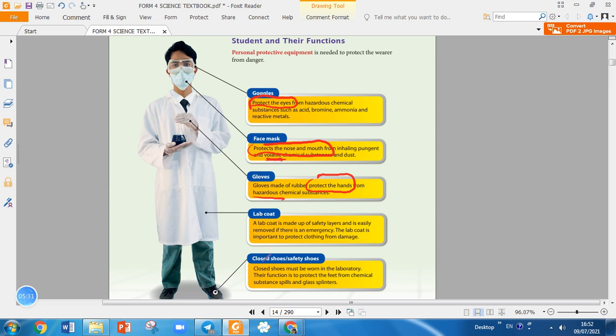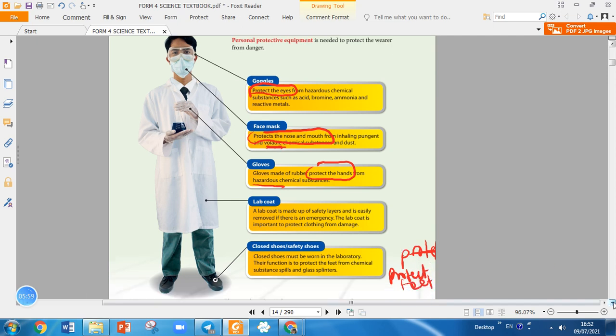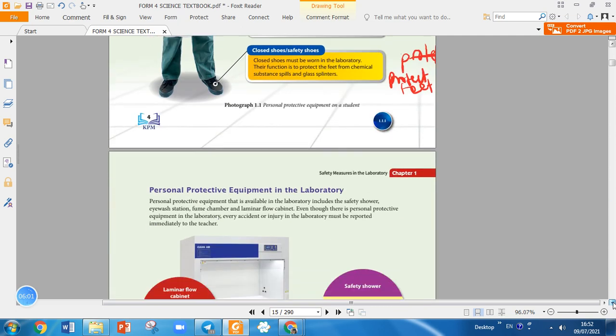Last one will be closed shoes and safety shoes. Closed shoes must be worn in the laboratory. Their function is to protect the feet from chemical substances, spills, and glass splinters. So actually, in short, our closed shoes are to protect our feet. Okay, let's proceed to the next one.